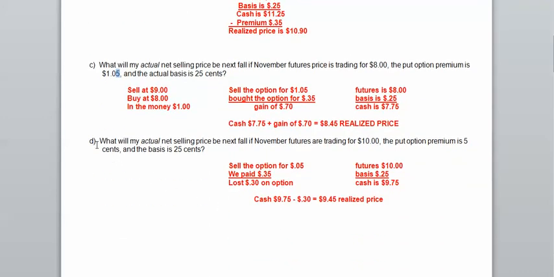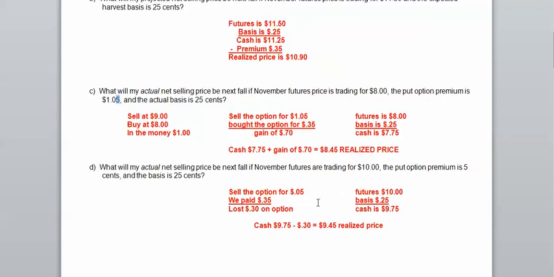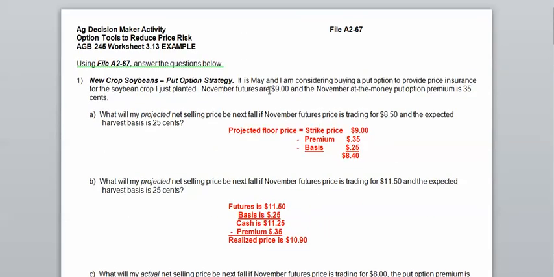Okay. Question D. What's my actual net selling price next fall if November futures are trading at $10? The put option premium is 5 cents and the basis is 25 cents. So remember, we have an option with a strike price of $9. It's an at the money put option. At the money meaning the strike price is exactly what futures price is.